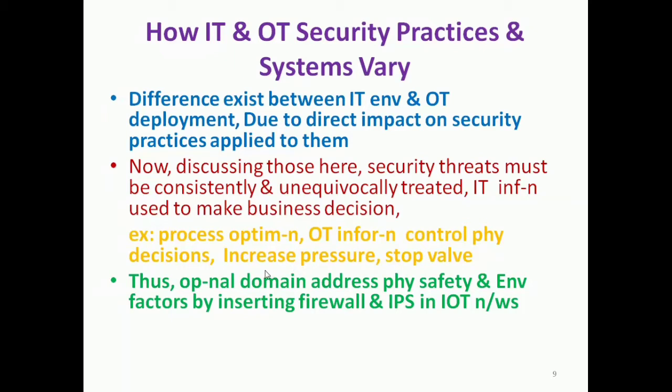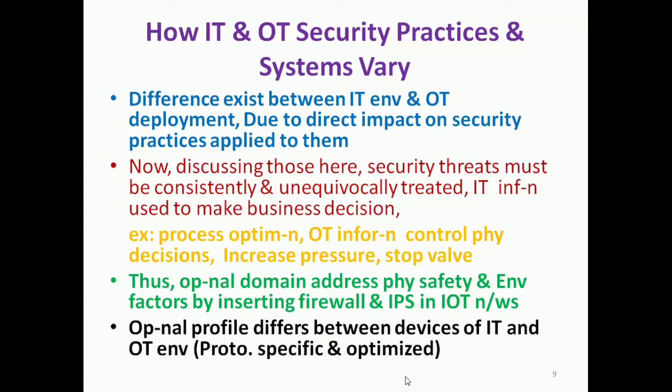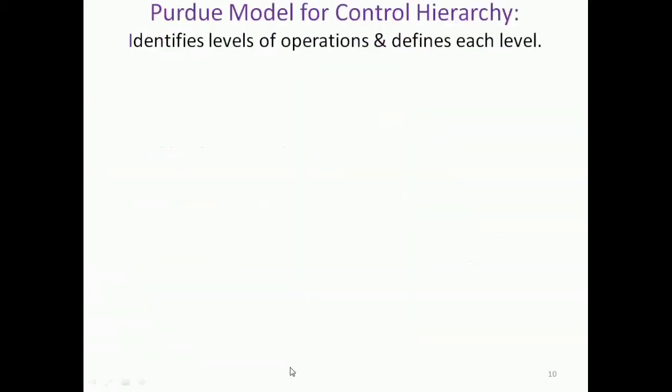Thus the operational domain addresses physical safety and environmental factors by inserting a firewall and intruder prevention system in the IoT networks. So the operational profile differs between IT and OT, right? That's protocol specific and optimized for the IoT. In that sense, there is one model called the Purdue model for control hierarchy. It identifies the levels of operation and defines each level. This Purdue model control hierarchy has 5 levels plus one safety level.